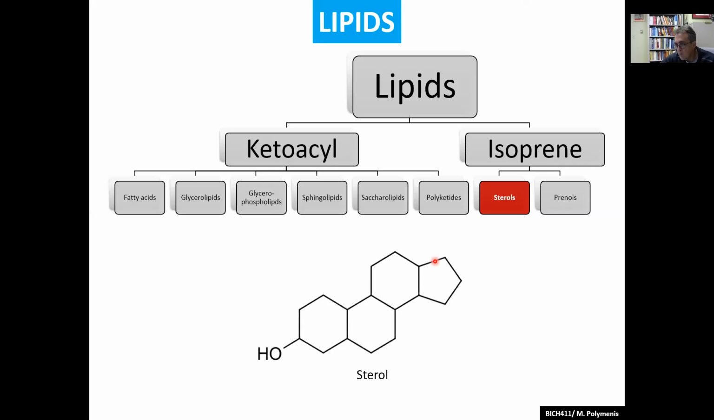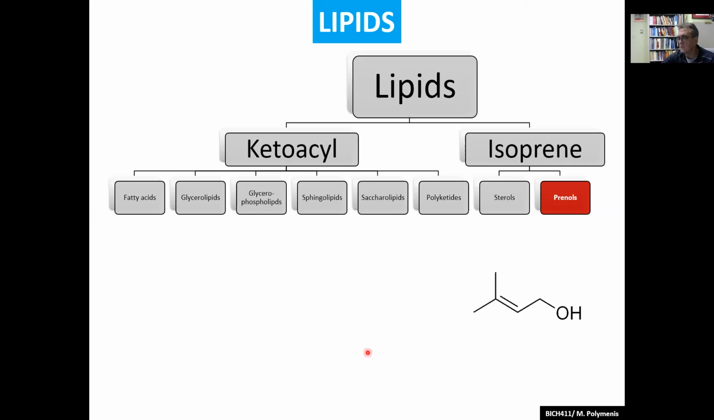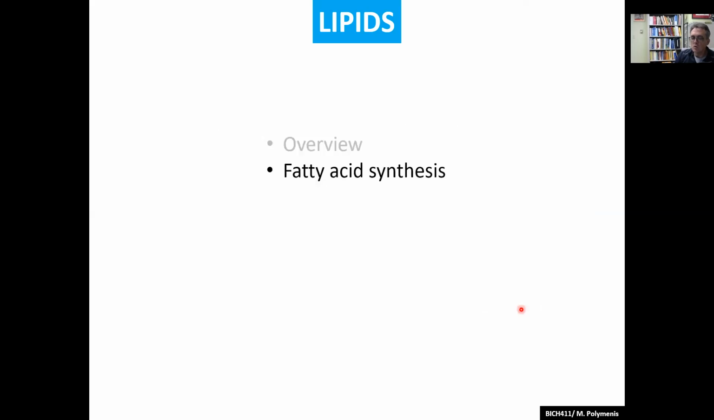So this is very prominent in fungi and animals. Plants do a lot of prenols instead, and they kind of look like this, and you can put them together in more complex structures too. So we'll conclude this video at this point.